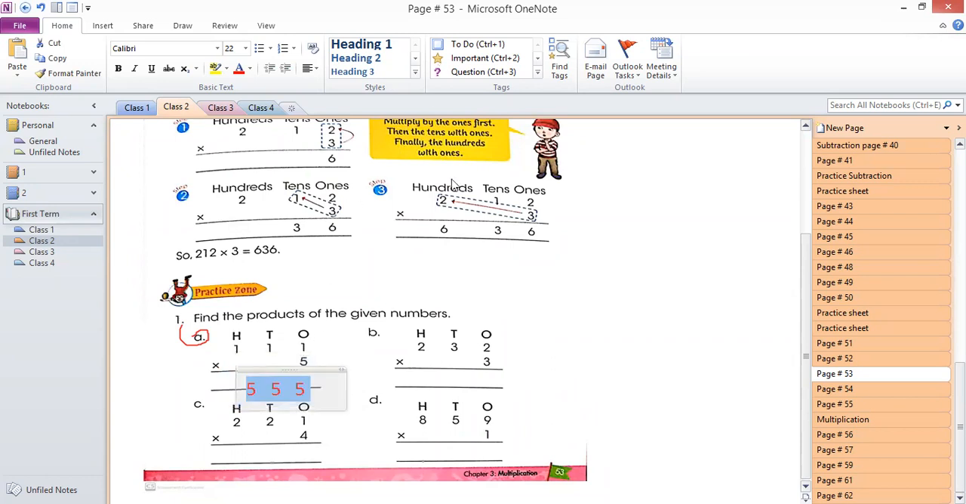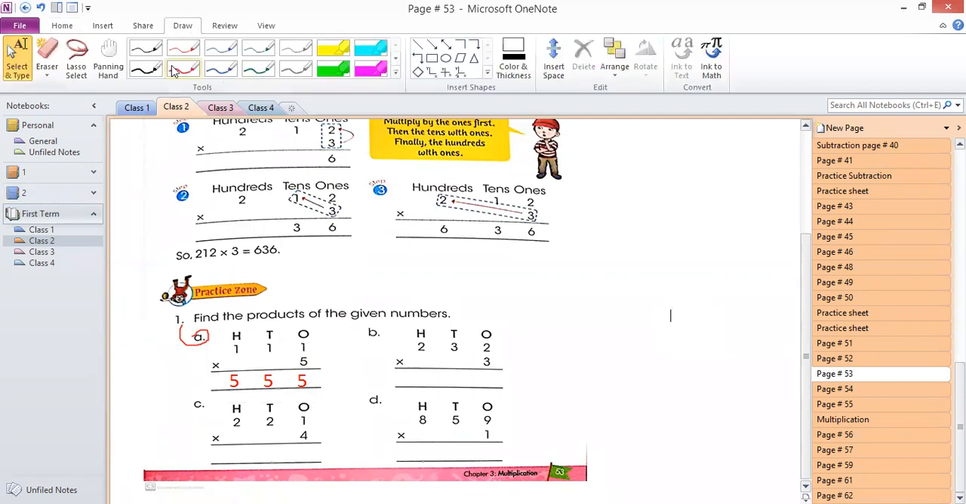You're welcome. Exactly, guys. When you multiply 5 by 1, it will be equal to 5. 5 multiplied by 10 is equal to 5 tens, which is 50, and 5 multiplied by 100 is equal to 500. So the answer is 555.